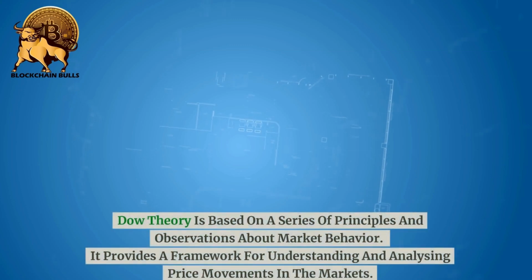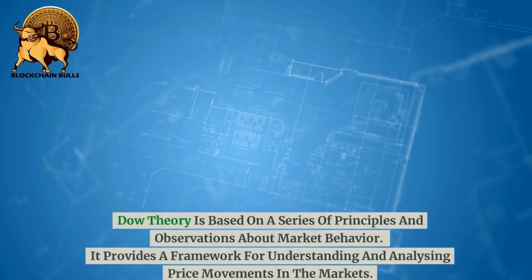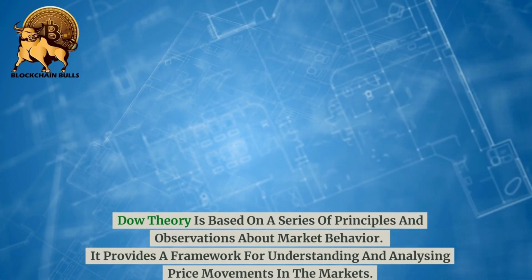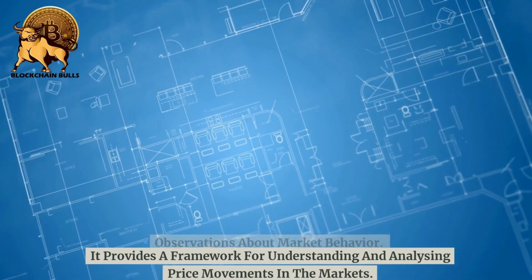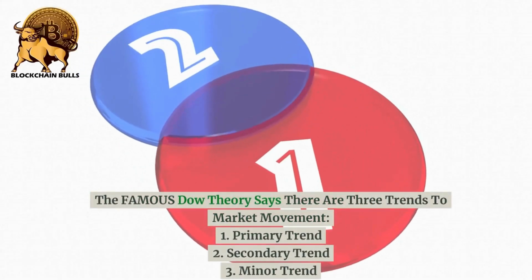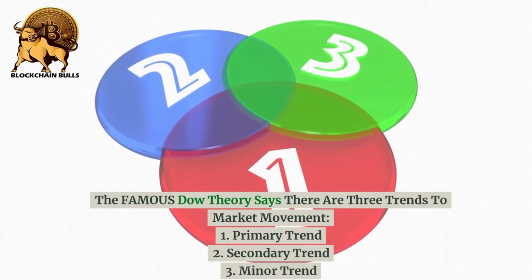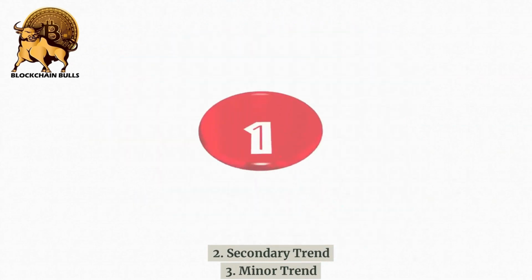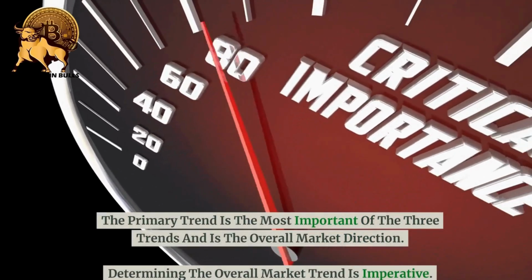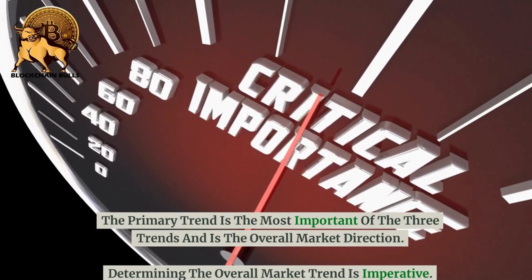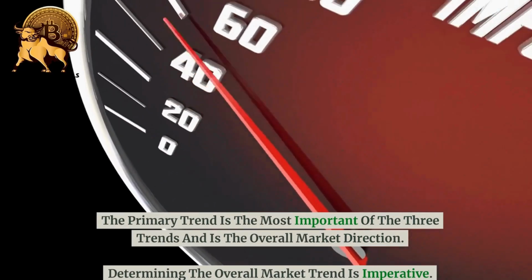Dow theory is based on a series of principles and observations about market behaviour. It provides a framework for understanding and analysing price movements in the markets. The famous Dow theory says there are three trends to market movement. 1. Primary trend. 2. Secondary trend. And 3. Minor trend. The primary trend is the most important of the three trends and is the overall market direction. Determining the overall market direction is imperative.